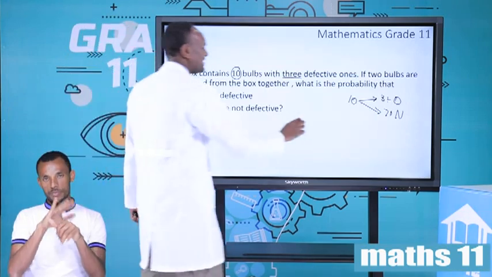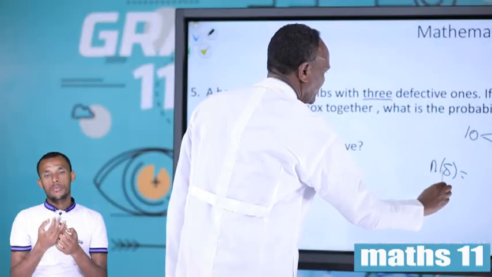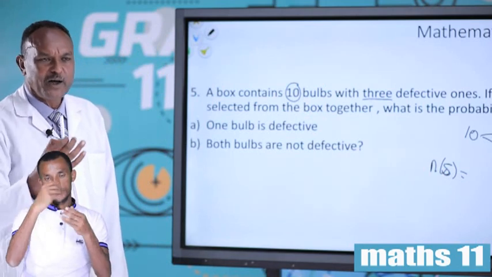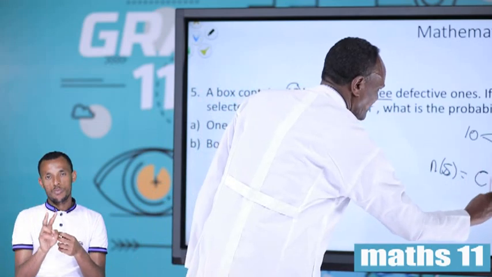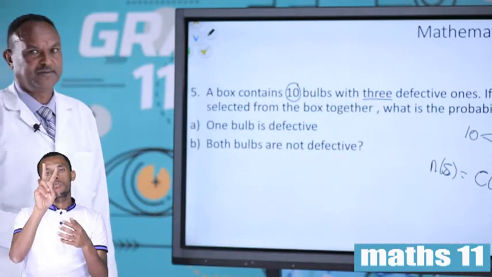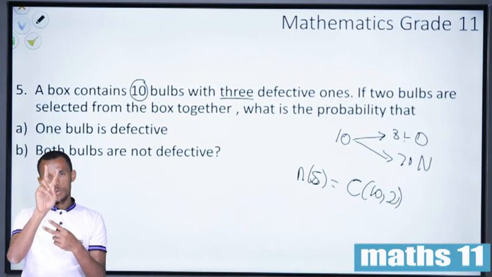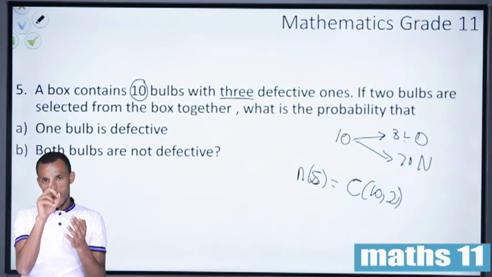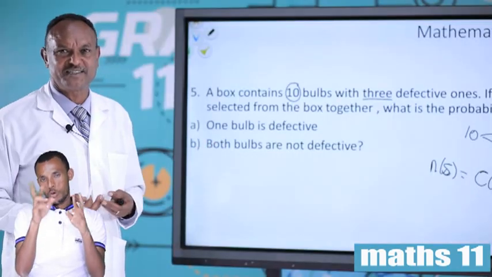First, what is the number of elements of the sample space? Since 10 bulbs are given and he is going to select only 2, he should select the combination of 10,2. When he selects 2 bulbs, both may be defective, or 1 may be defective and the other normal, or both of the 2 bulbs may be normal ones.